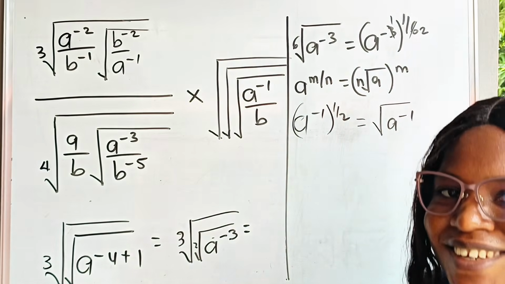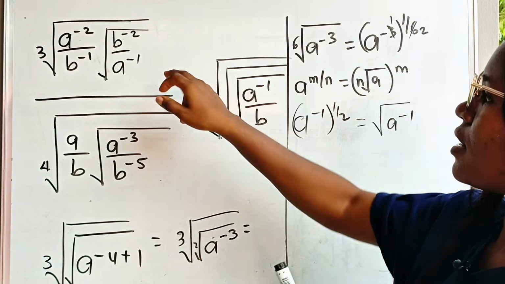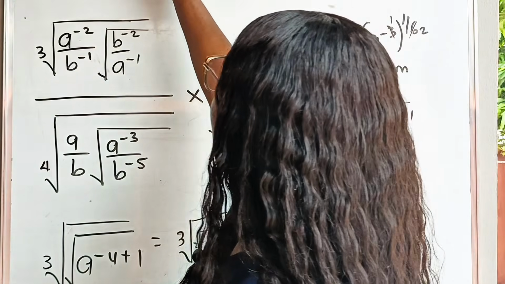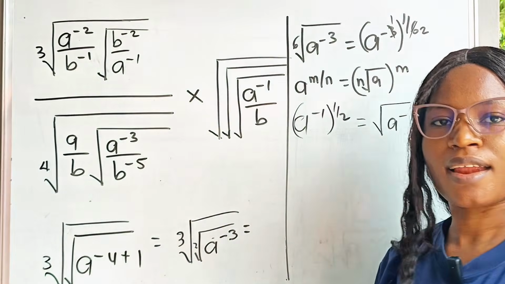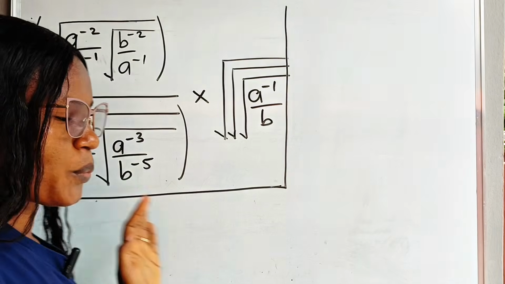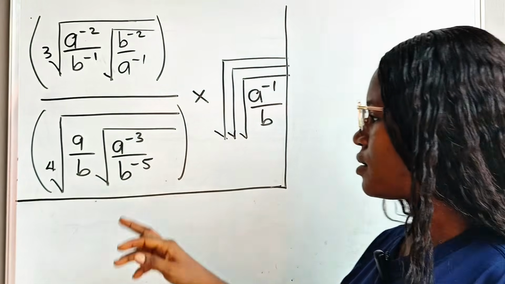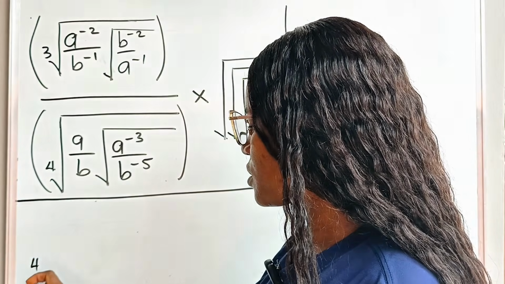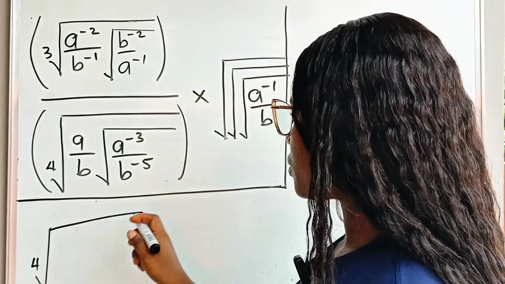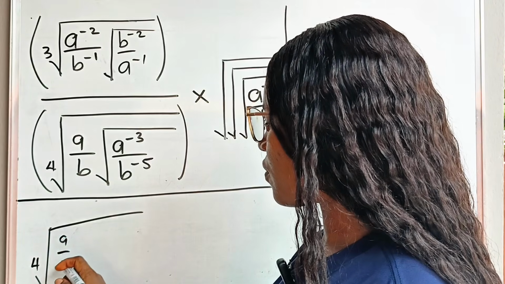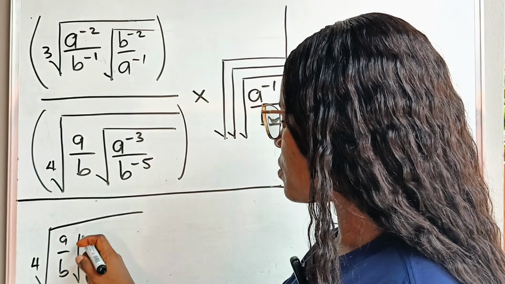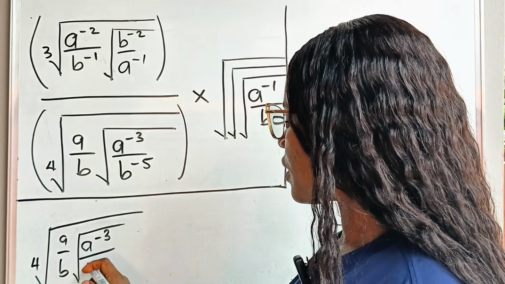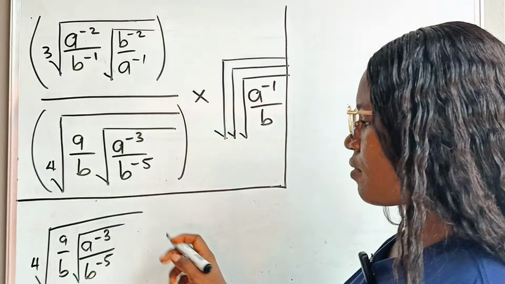It's actually very easy. So permit me to write this here, that my numerator gave me the square root of a to the power of negative 1. Now, let us simplify the denominator, which is this. So for the denominator, we have the fourth root of a over b multiplied by the square root of a to the power of negative 3 divided by b to the power of negative 5.